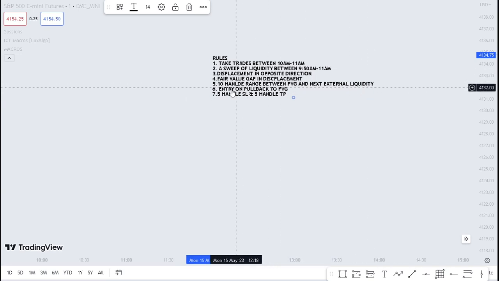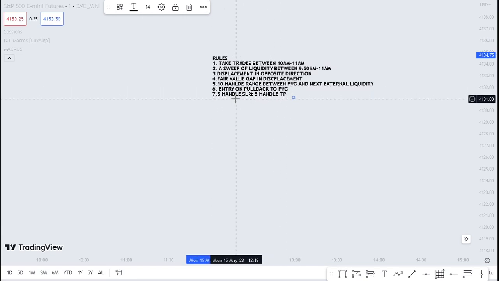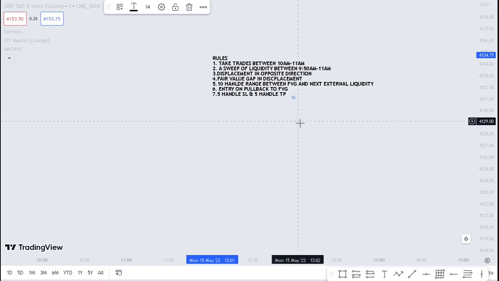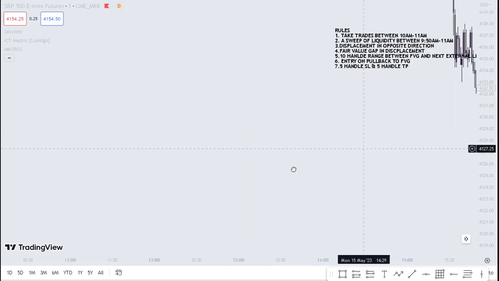Number 6 is we enter. If number 5 is true, we will enter on the pullback to the fair value gap with a 5 handle stop loss and a 5 handle take profit. So let's go to the chart and look at a few examples. Use only the 1 minute time frame.